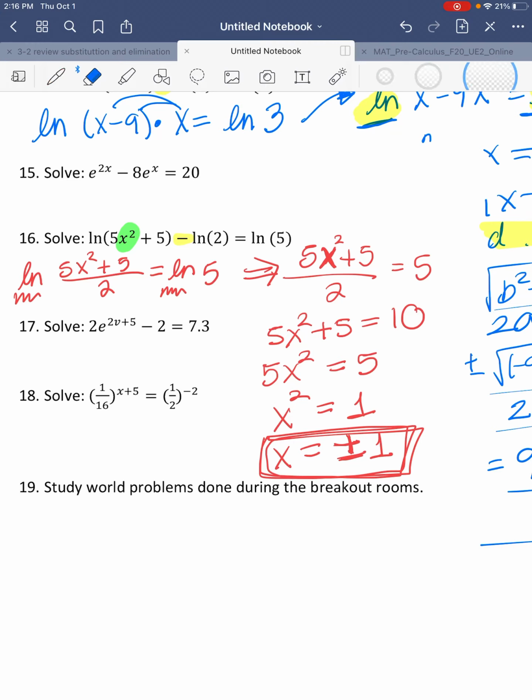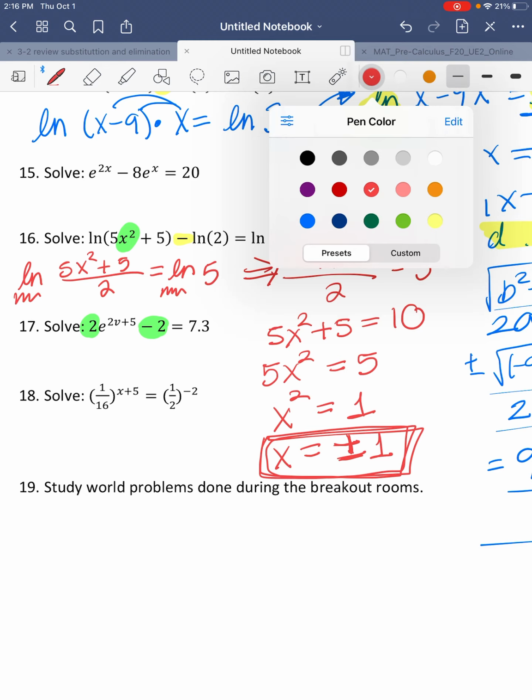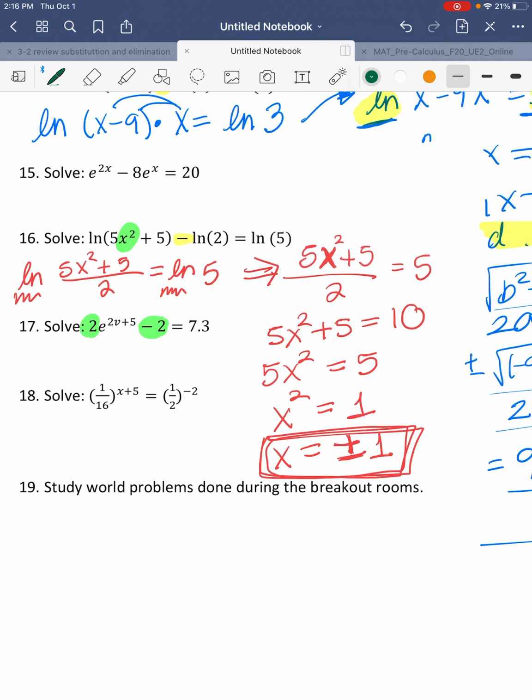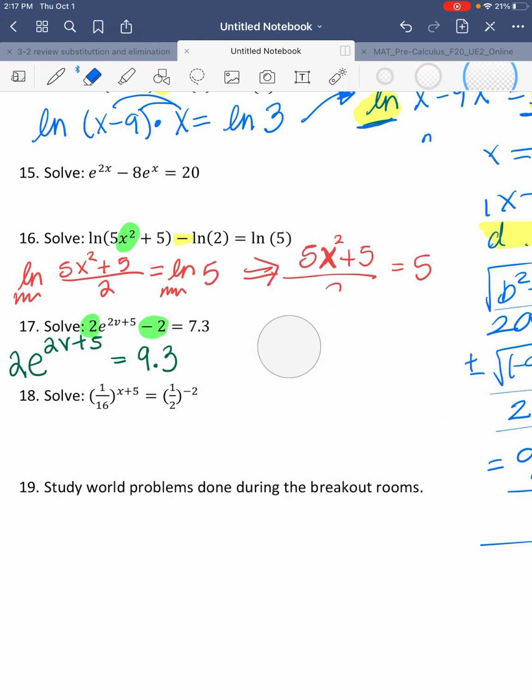17. Solve for b. b is on the exponent, but first I need to get rid of the minus 2 and I need to get rid of the 2. So I am going to add 2 to both sides. I'm going to get 2e to the 2b plus 5 equals 7.3 plus 2, 9.3. And then I'm going to divide by 2. So e to the 2b plus 5 equals 9.3 over 2.